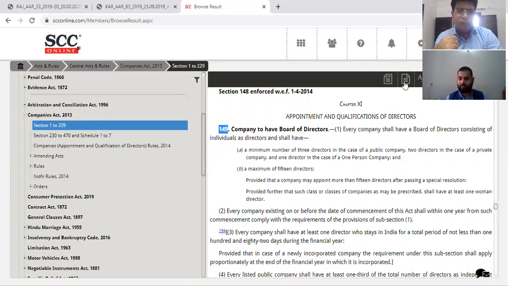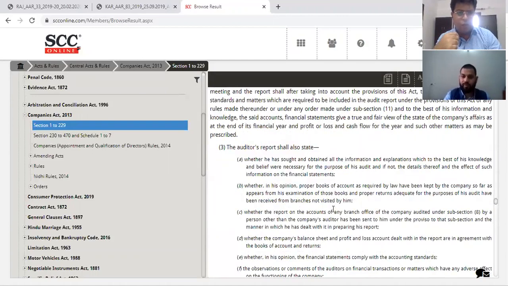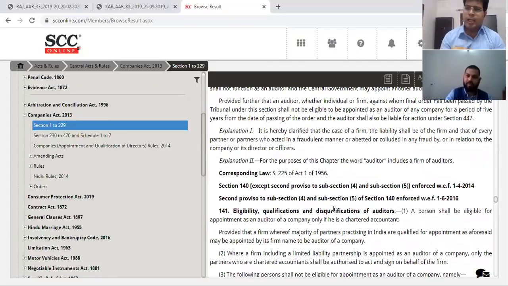The provision goes on to say that a public limited company will have 3 directors, a private limited company will have 2 directors, and an OPC will be fine with 1. They can have at most 15; if more than that, they will require a special resolution. Now coming to the definition of directors, which is in subsection 34. I'll quickly refer to it.